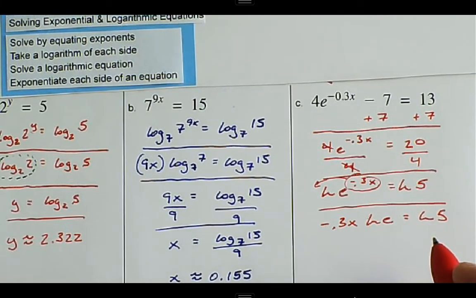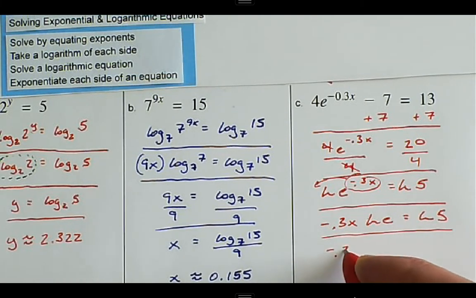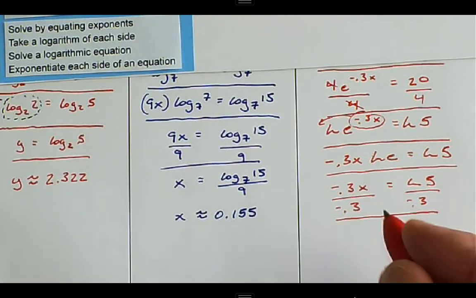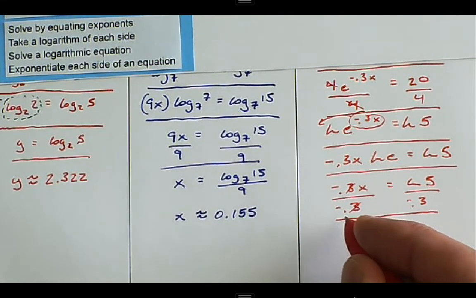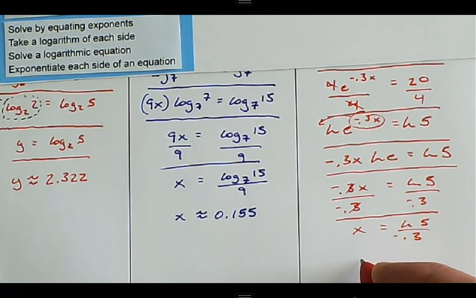And so we can rewrite that as negative 0.3x is equal to natural log of 5, and then divide by negative 0.3. And we get x is equal to the natural log of 5 divided by negative 0.3. So we get x is approximately equal to negative 5.365.